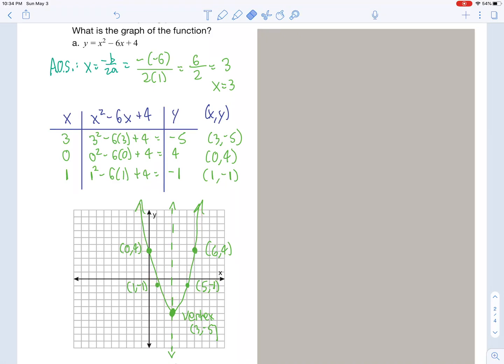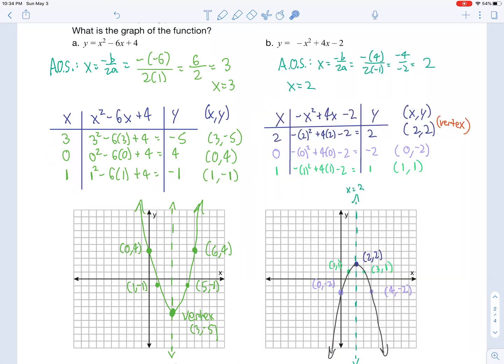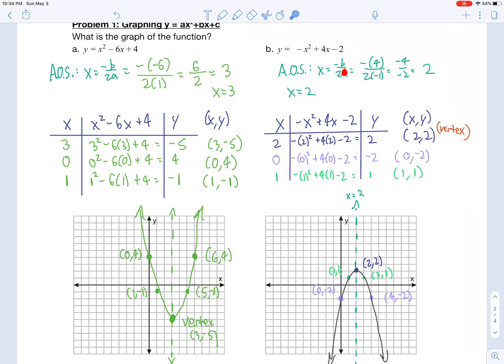And this one off to the right, hopefully you can give that a shot and get it correct by yourself, but let's look at that answer now. Again, all I did was use that same function, -b over 2a, plugging in those pieces from the actual equation themselves. It gave me an axis of symmetry of 2.